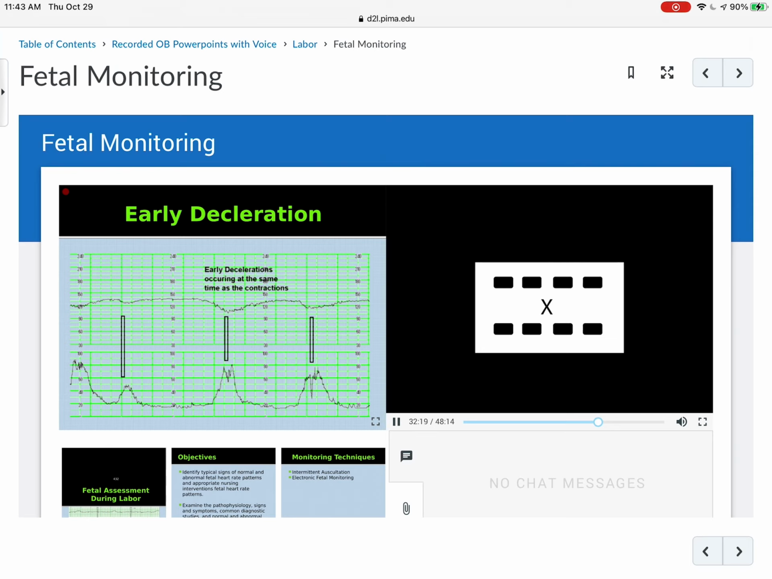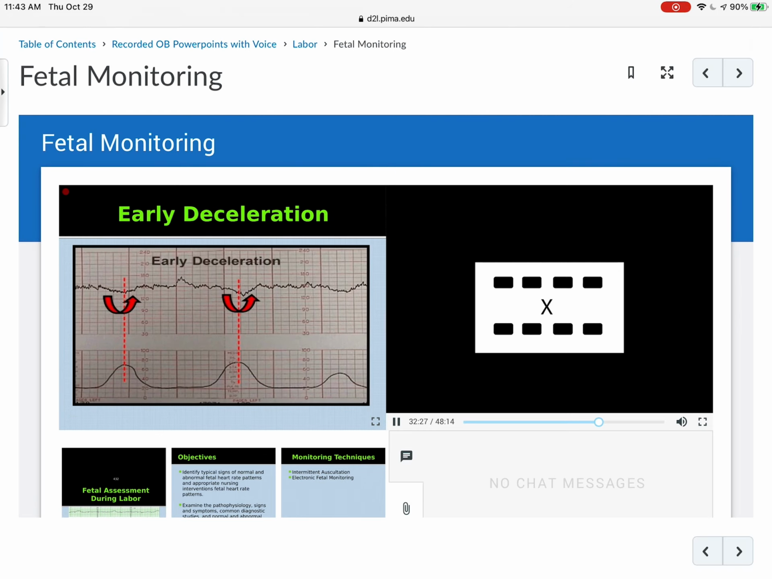But for the sake of this class, and the majority of times, early decelerations are a normal occurrence when the baby's head is descending. So it's caused by head compression. Here you can see the contraction as it begins, the fetal heart rate goes down, and then at the peak of the contraction is the lowest point of the early deceleration. Once the contraction goes down, the heart rate goes back up. It's caused by head compression.